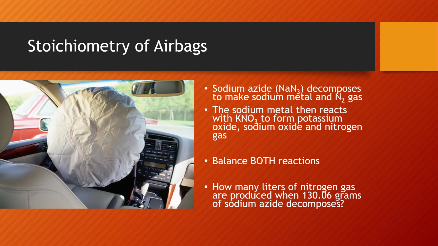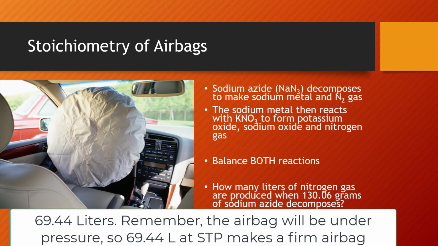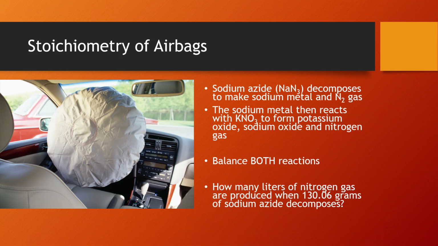How many liters of nitrogen gas are produced when 130.06 grams of sodium azide decomposes? Fun fact, that's how many grams are actually in an airbag, and it just so happens to be 2 moles of sodium azide. So that's handy. So how many liters of N2 are made? Well, hopefully you figured it out. It's 69.44 liters of nitrogen gas. 3 moles of nitrogen gas, N2, are made in the first reaction and 0.2 moles in the second reaction. You can check your math and find out that it's a complicated equation, but you can do it.